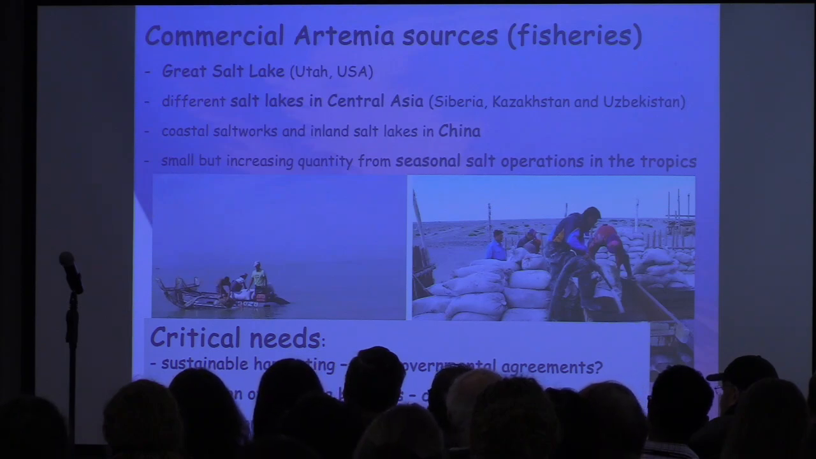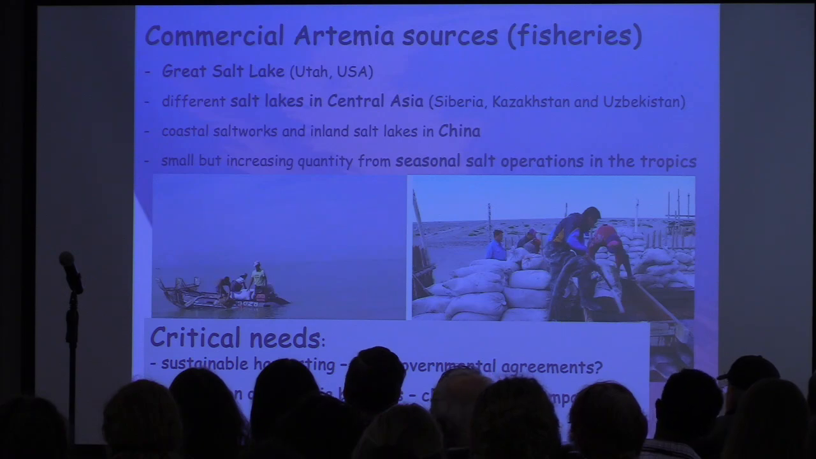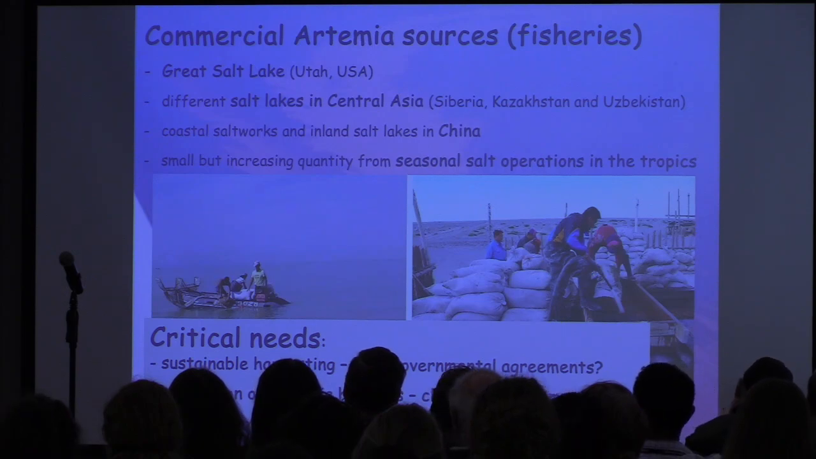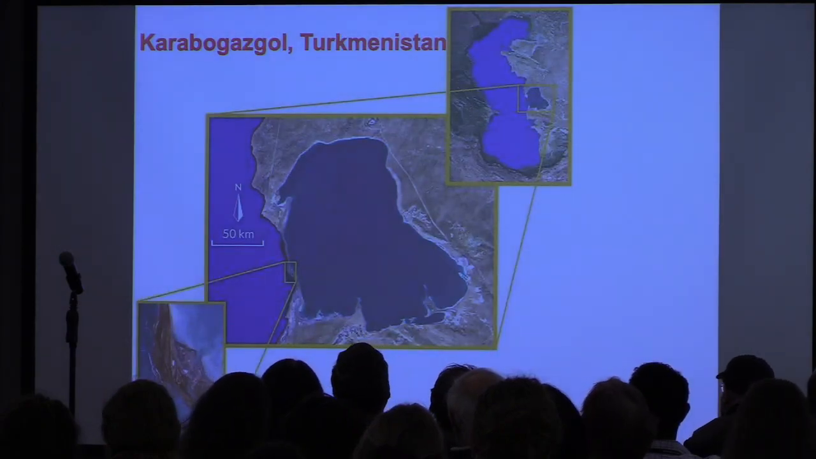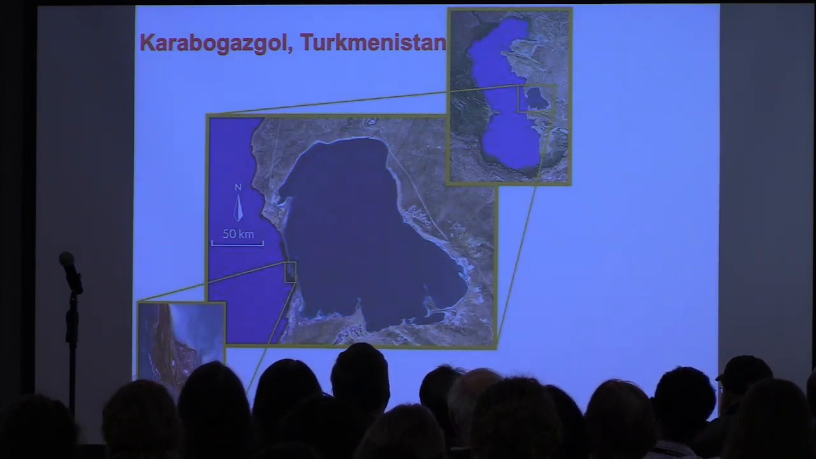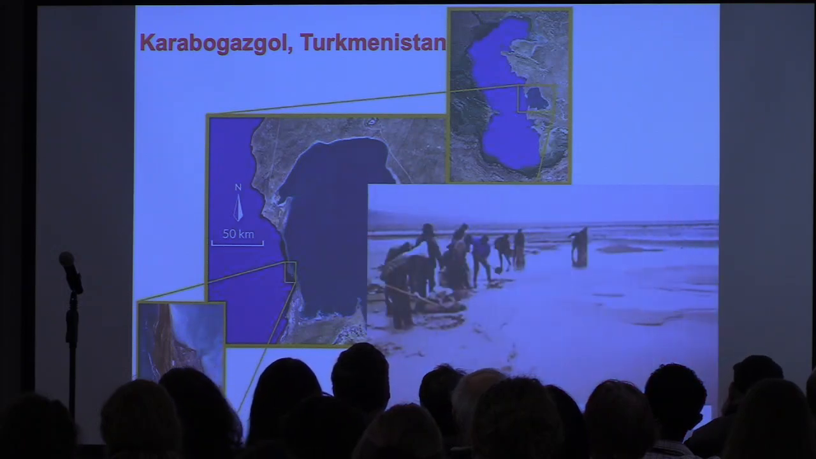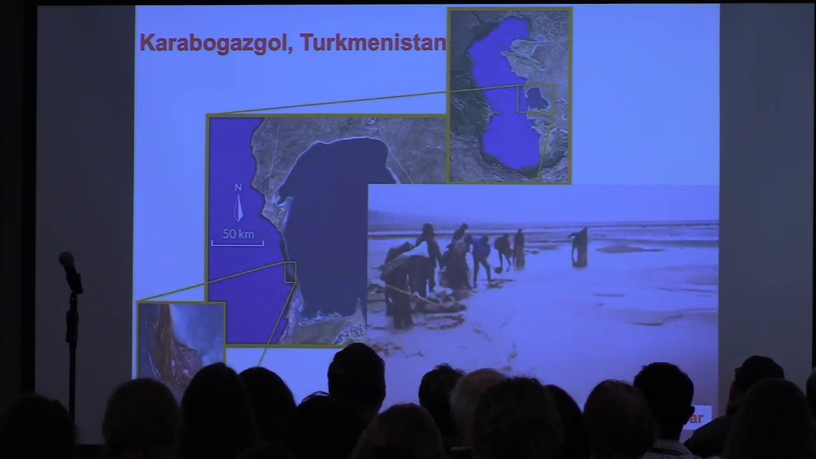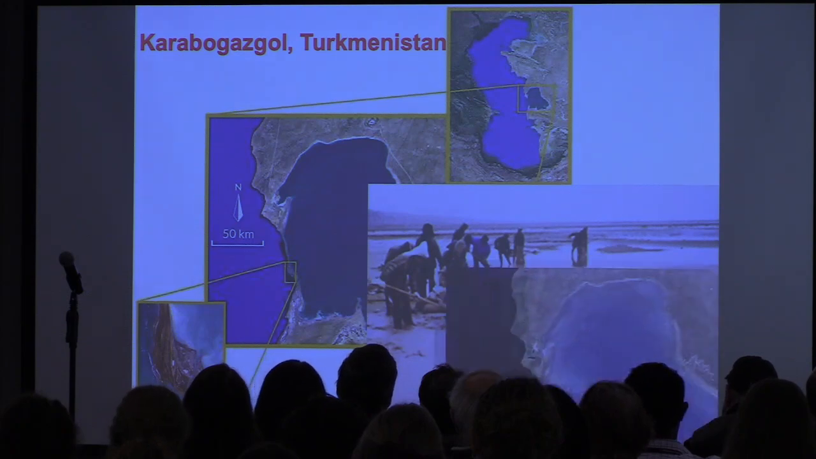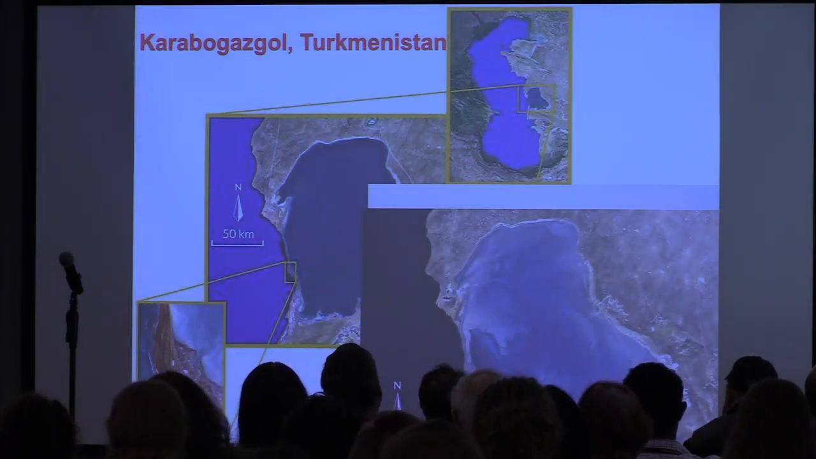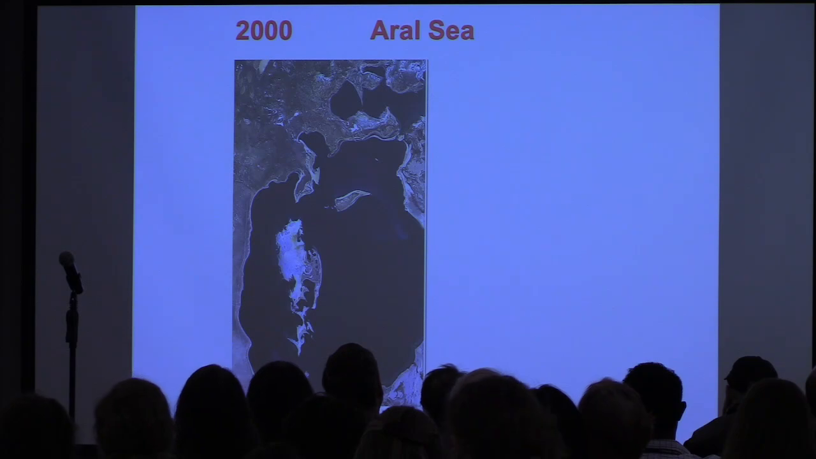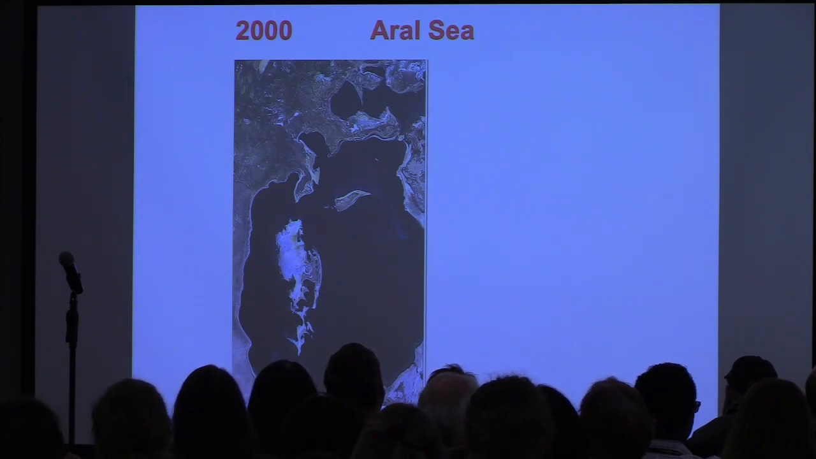And you see the critical needs: sustainable harvesting, and particularly, as you will see in the next slides, when we are talking about terminal lakes, protection of the Artemia habitats, preservation of the species. I'll just show you 2 or 3 examples, and there could be more. In Turkmenistan, a huge lake, over 1,000 tons in 1995. You go there today, no more Artemia. Aral Sea, 2,000, several thousand tons per year.